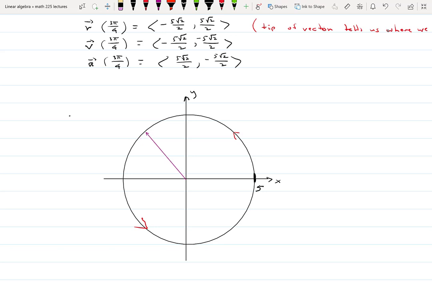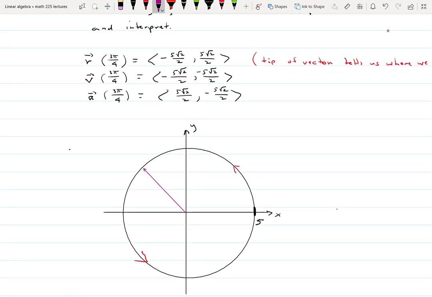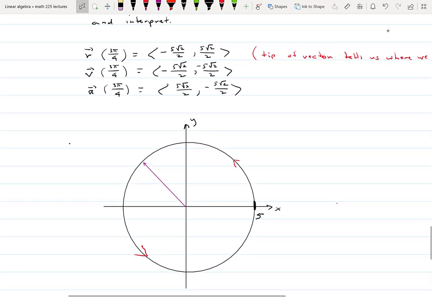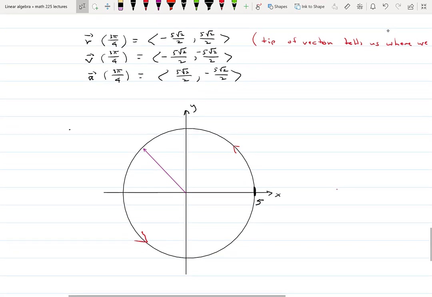Tip of the vector tells us exactly where we are. I'm trying to draw this vector. Yeah, good enough. So there's my position vector. How do I know it's exactly cutting the quadrant 2 in half? Look at the coordinates. Coordinates have the same absolute value. So this position vector is in quadrant 2.